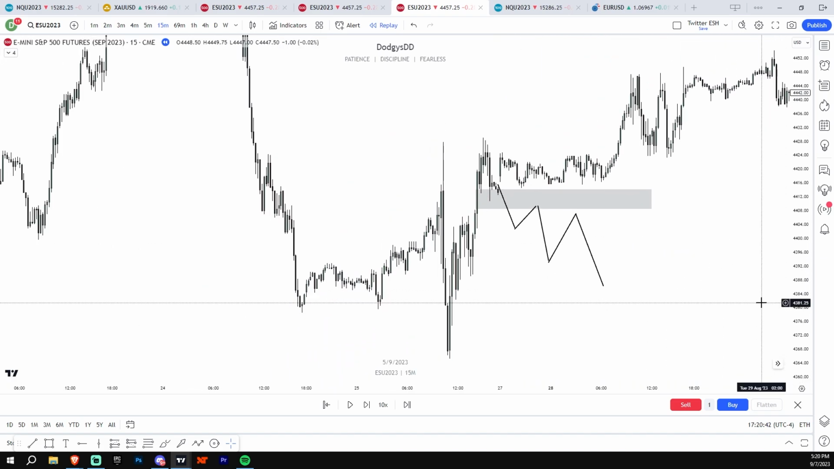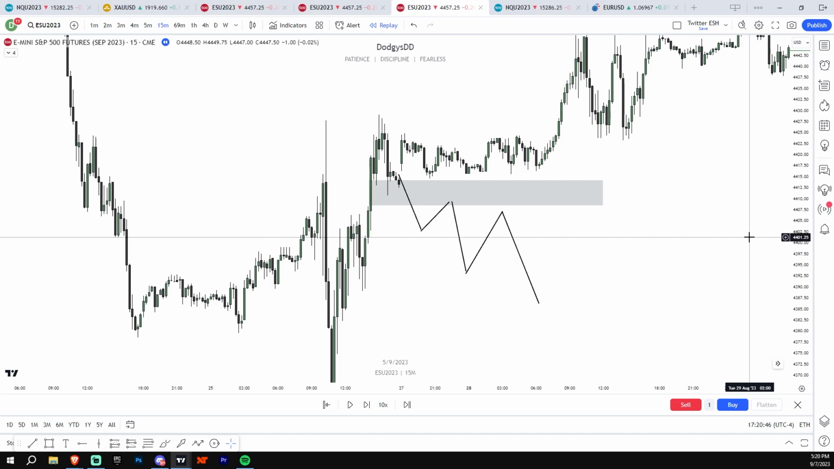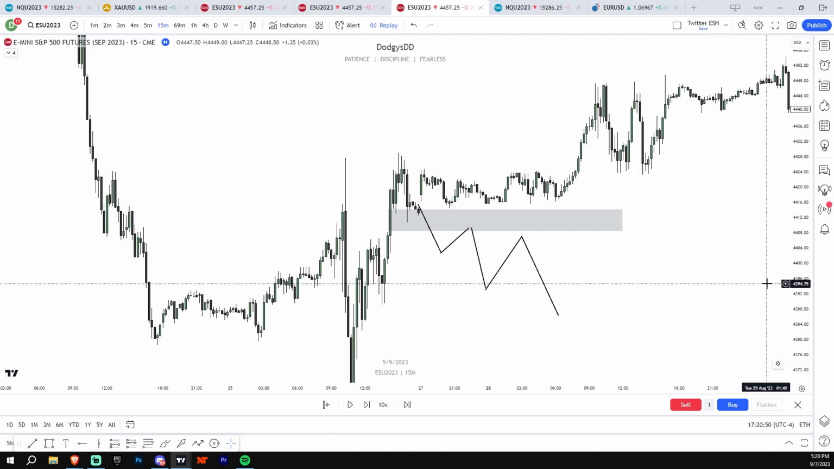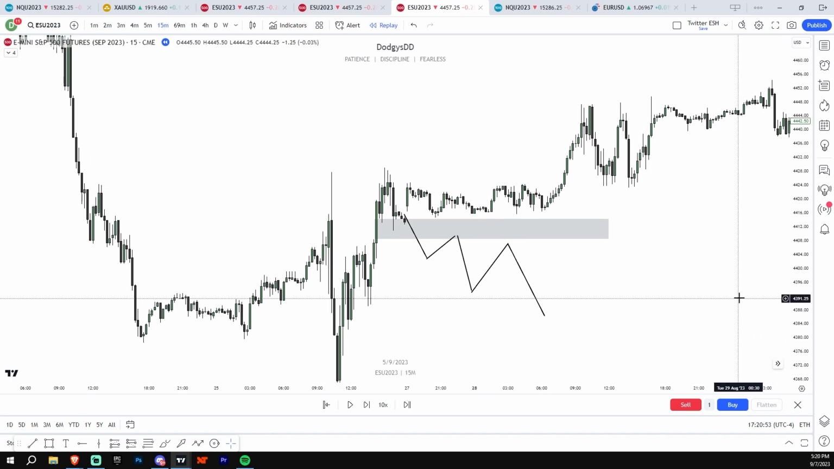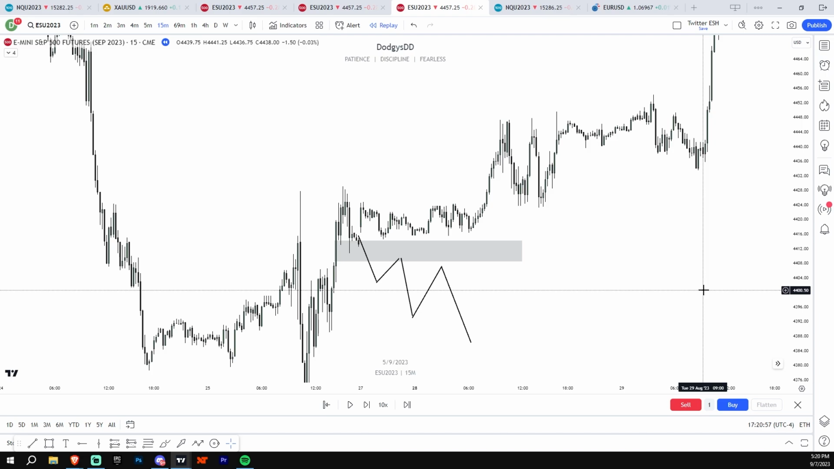Okay, so hopefully this video really makes sense. Make sure you're not shorting if we're still holding these fair value gaps, because that really means the order flow is still bullish, and you do not want to go against that. So hopefully this simplified it for you guys a little bit.